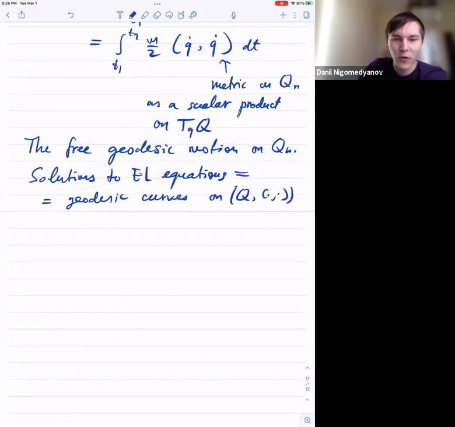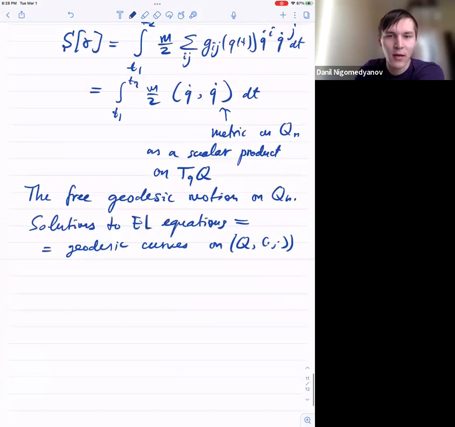So the natural question arises: is it true that for each Riemannian manifold, or for each smooth manifold with metric, there exists such a Lagrangian and such an embedding f that the geodesic motion on this Riemannian manifold describes some physical system with Lagrangian and smooth embedding f?